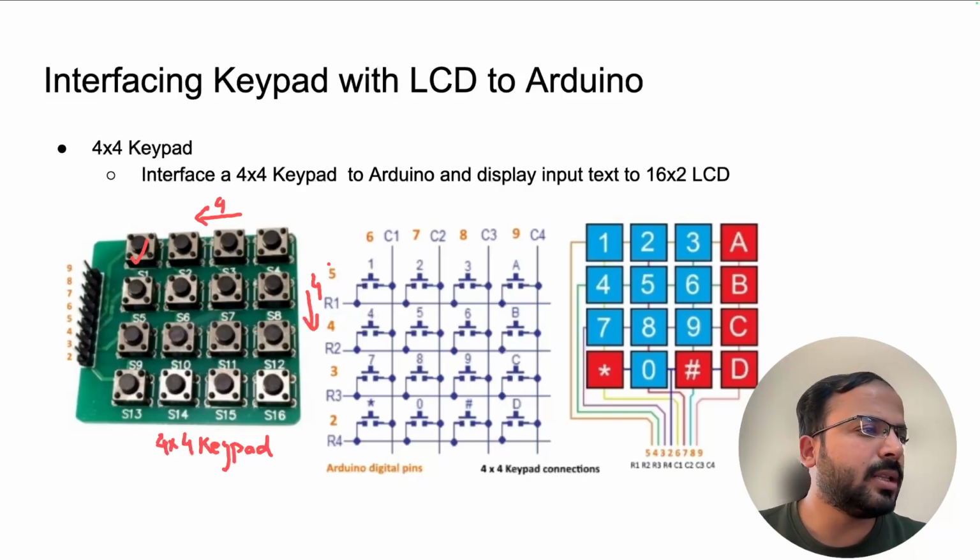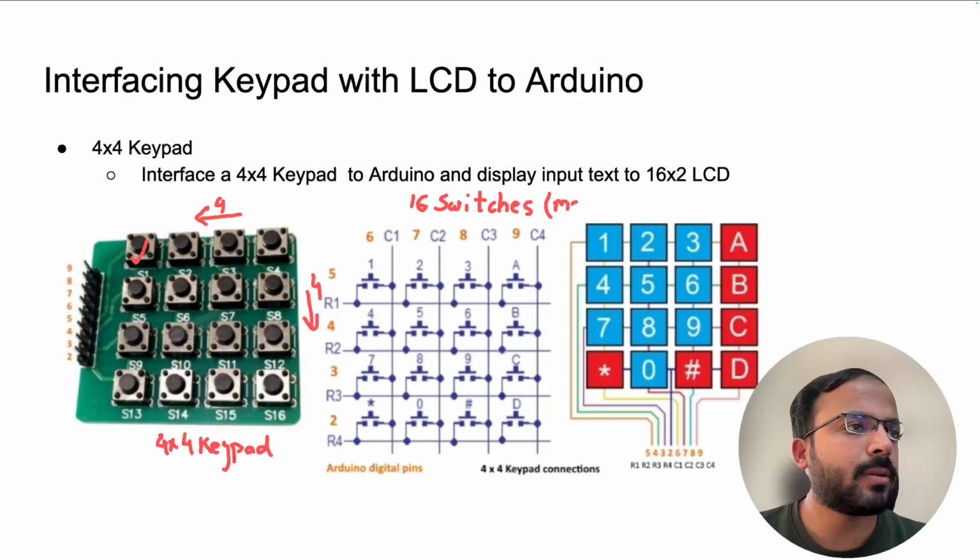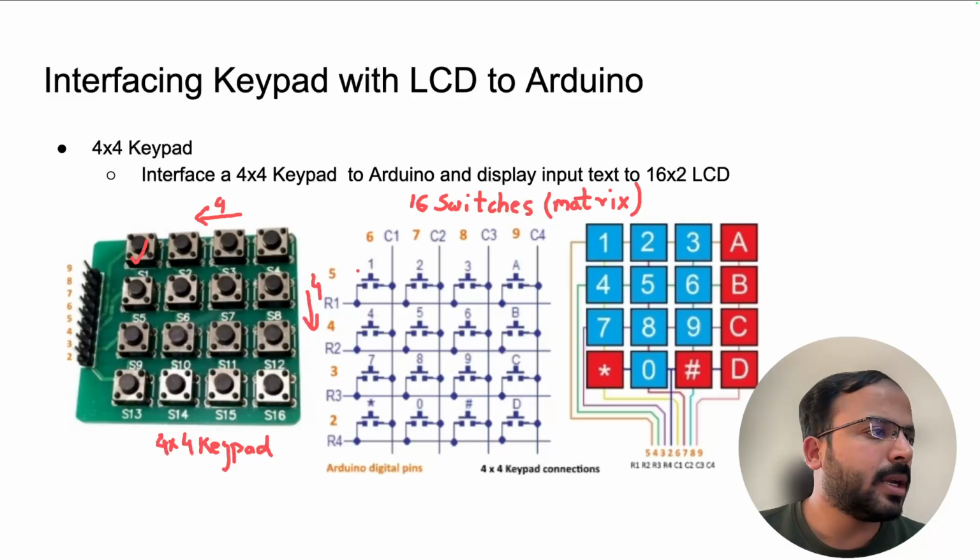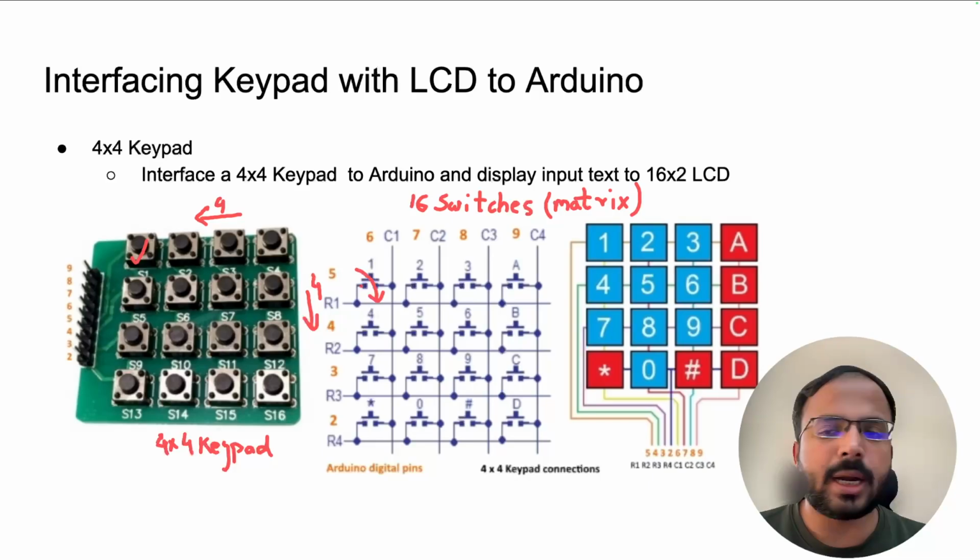If you consider, these are the 16 switches which are arranged in a matrix. So this is a very compact form. Now suppose you press this switch, how will the Arduino know which key was pressed? Whether A was pressed, B was pressed, 1 was pressed or 2 was pressed. So we need to understand which key was pressed and which intersection completed to form the circuit.